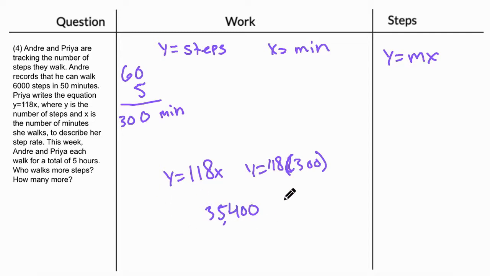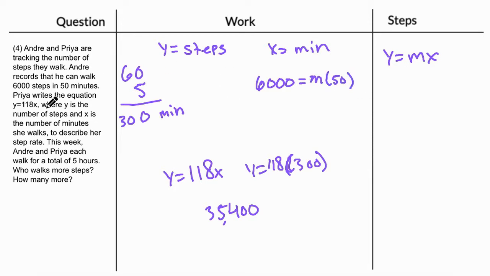So we know how much Priya has walked, but we can create an equation for Andre as well by just plugging in these values here and then finding the slope, because we know the slope is this number next to x. So in this one, we have 6,000 steps equals something times 50.